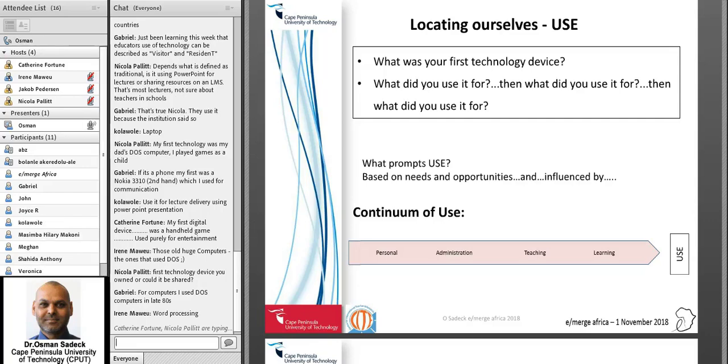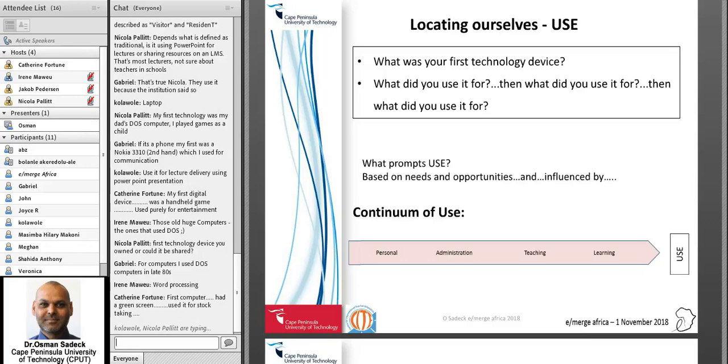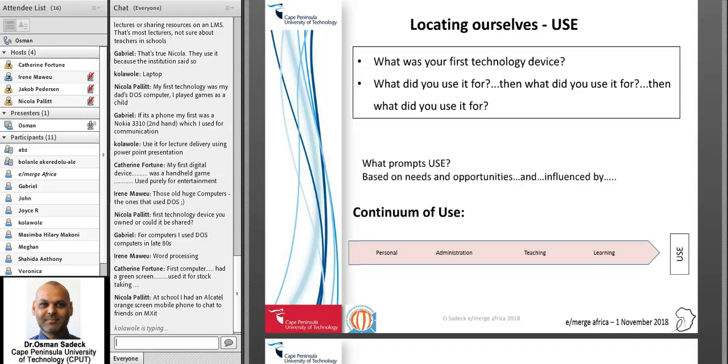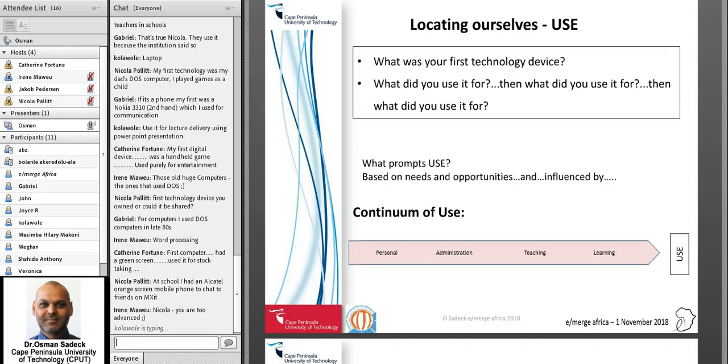Okay, so the computer was used for word processing, and there was a mention of playing games on a computer, a phone that was used for communicating. Gabriel, I would think that would be to call people, as in a phone call, chat. Oh yeah, mix it. I see. Yeah, we've got the mix it. Okay, I'm going to start chatting into this now as well.